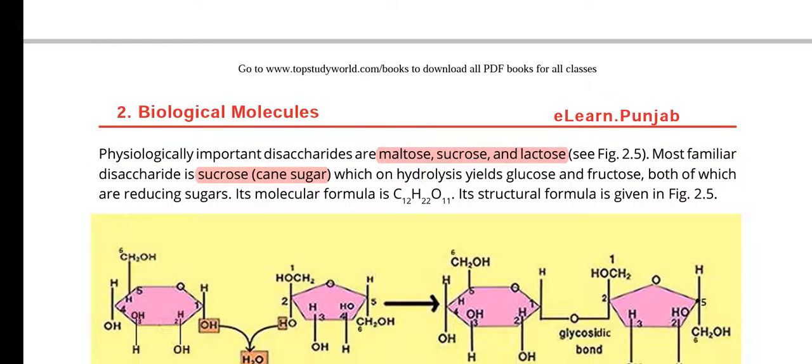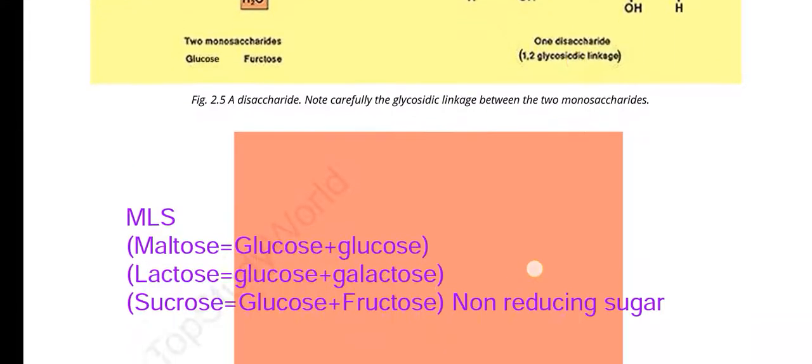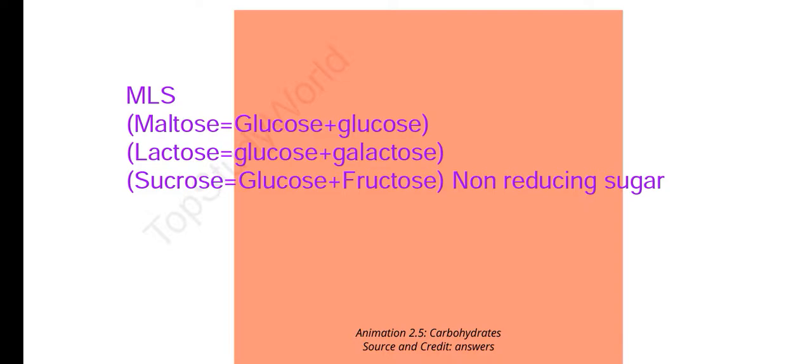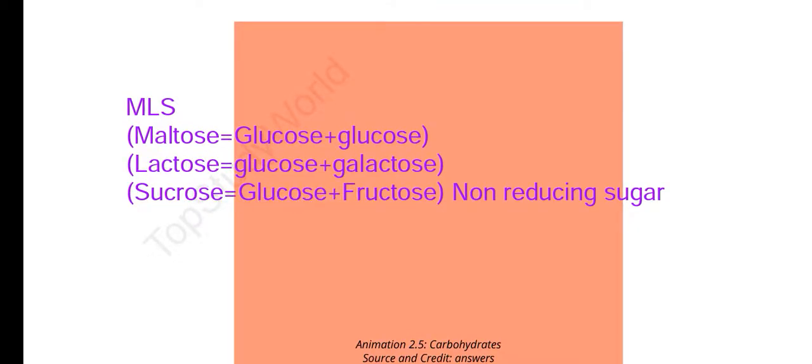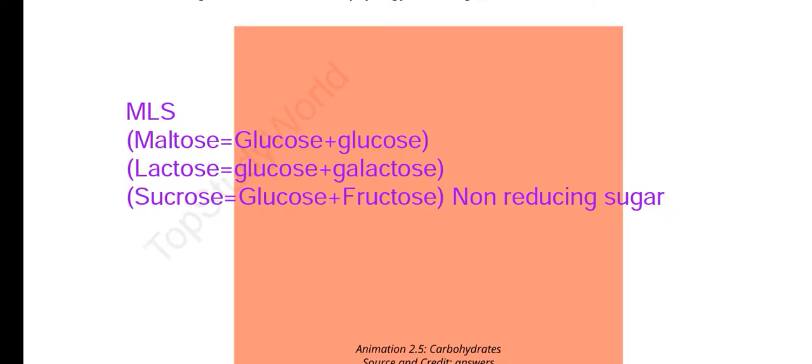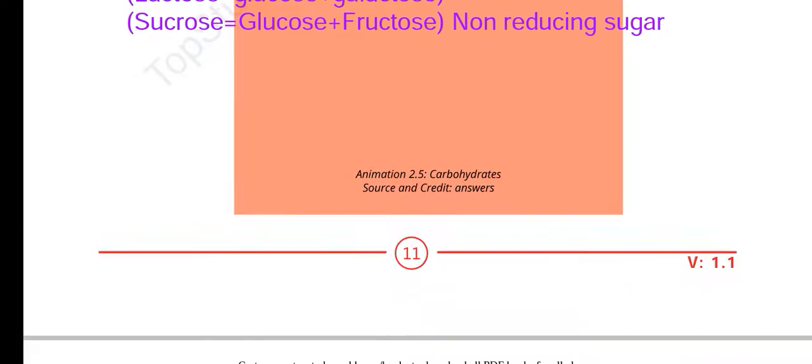Physiologically important disaccharides are maltose, sucrose, and lactose. So we can see three things. MLS, you can remember it, like milliliters: maltose, lactose, sucrose. These are the disaccharides. Maltose is formed by glucose and glucose, lactose is formed by glucose and galactose, and sucrose is formed by glucose and fructose. Of the three, sucrose is the non-reducing sugar, and maltose and lactose are both reducing sugars.